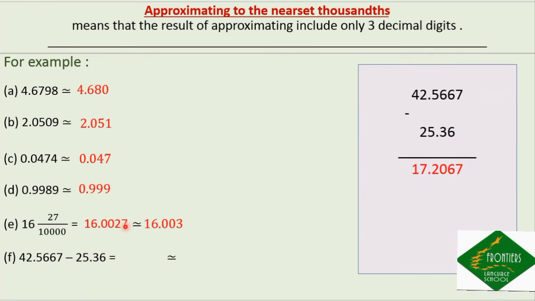Letter F, 42.5667 minus 25.36, it will be 17.2067. We are going to approximate this answer. So after approximation, it will be 17.207. Because 7 is rich, so it gives 1 to number 6.